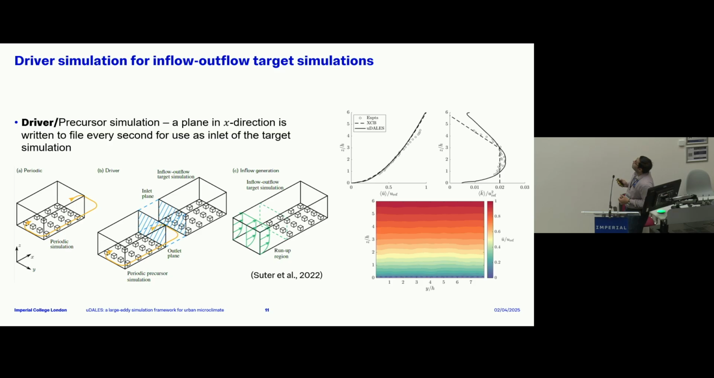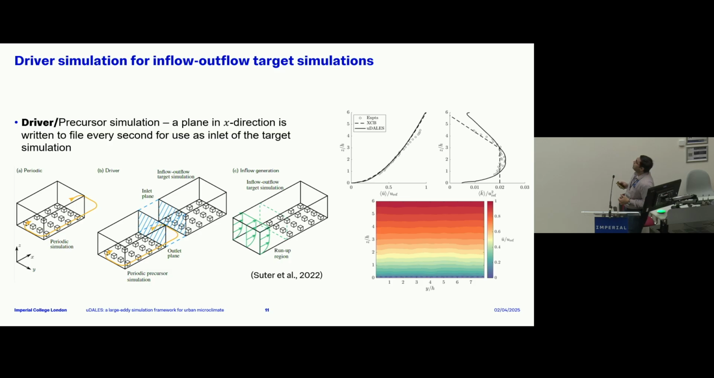Now, how do we get this data? For that, first we run a precursor simulation with a periodic boundary condition, and then take this output plane data and store it. Next, when we run the target simulation, we give the stored data as an input at the inlet. In this manner, we give a turbulent inflow for our main target simulation.